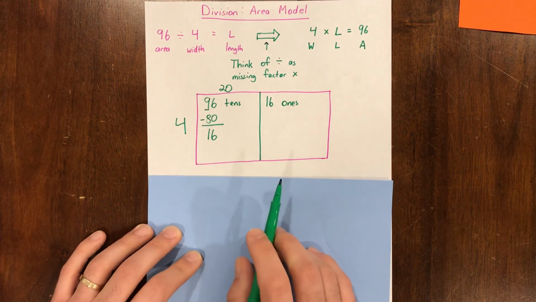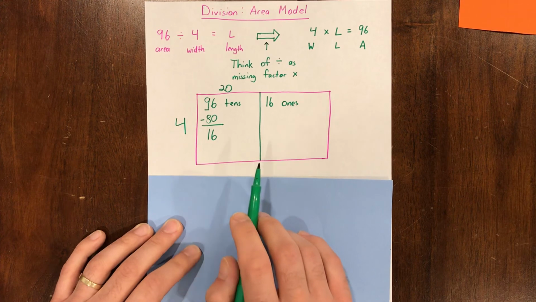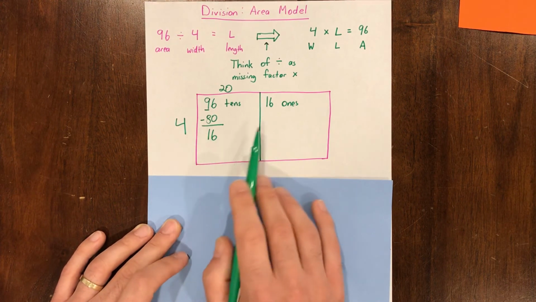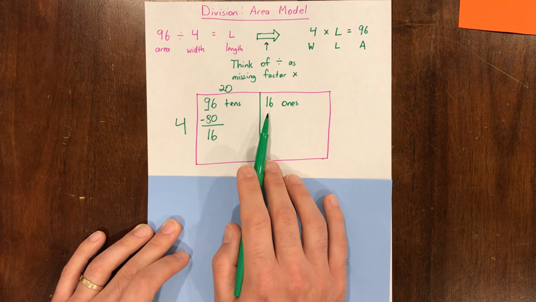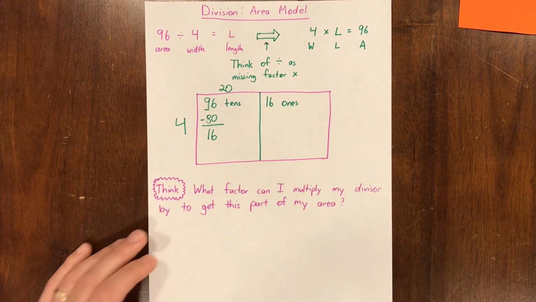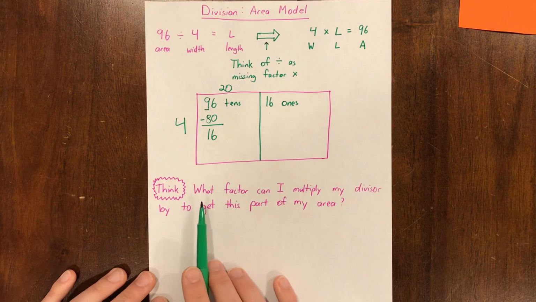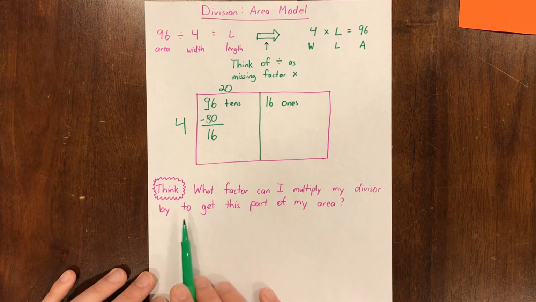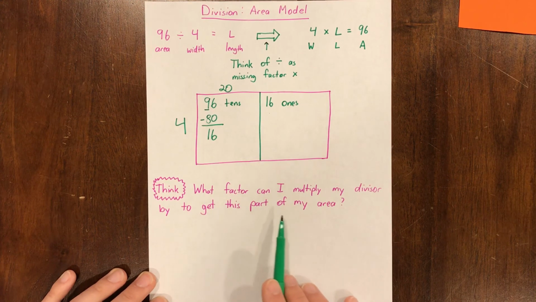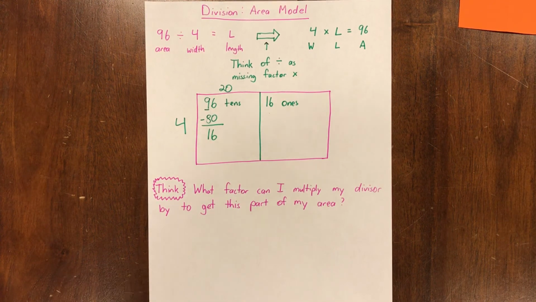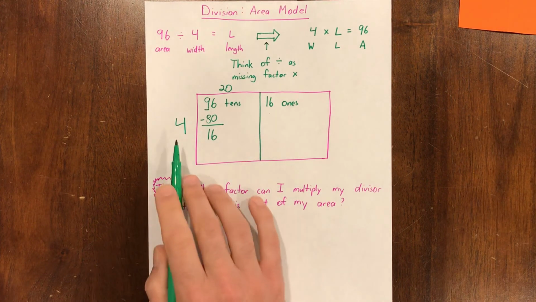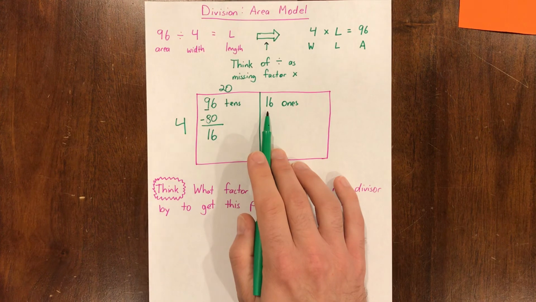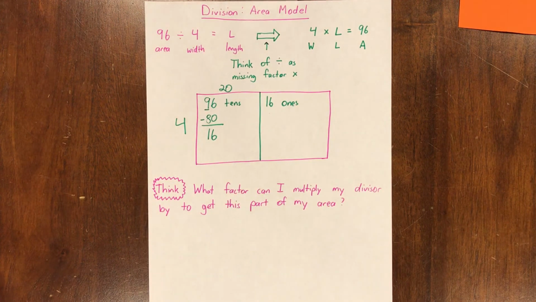Yes, we're going to ask ourselves, what factor can we multiply our divisor by to get this part of the area? I went ahead and captured that thinking question here. Read it with me. What factor can I multiply my divisor by to get this part of my area? Okay, what can we multiply our divisor, which is 4, by to get this part, or 16 ones, of the area? Go ahead and say it out loud.